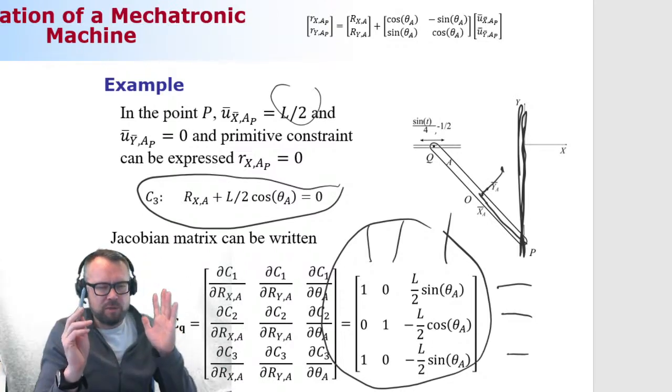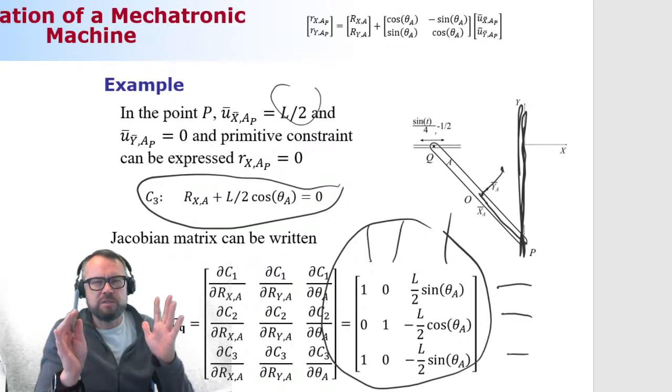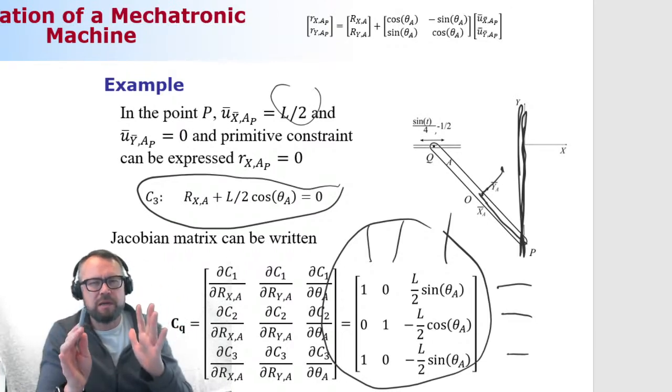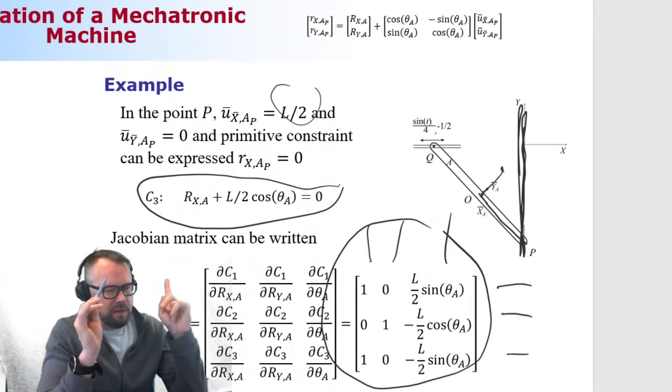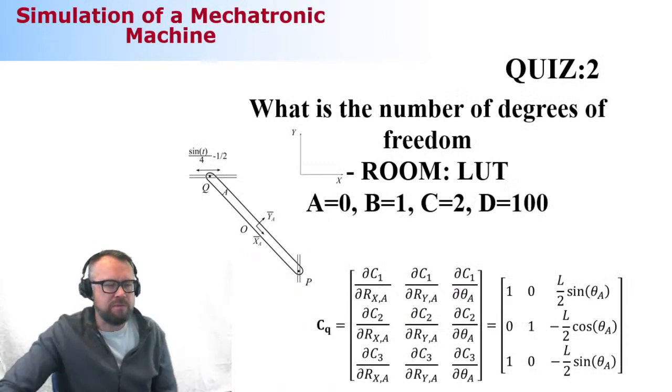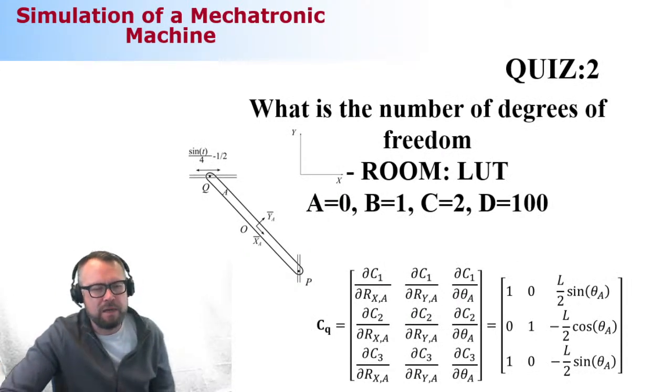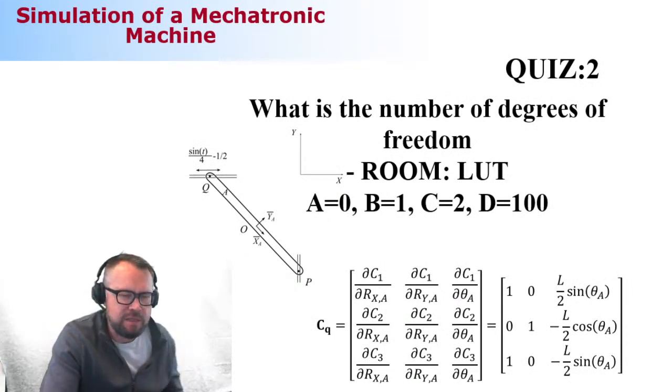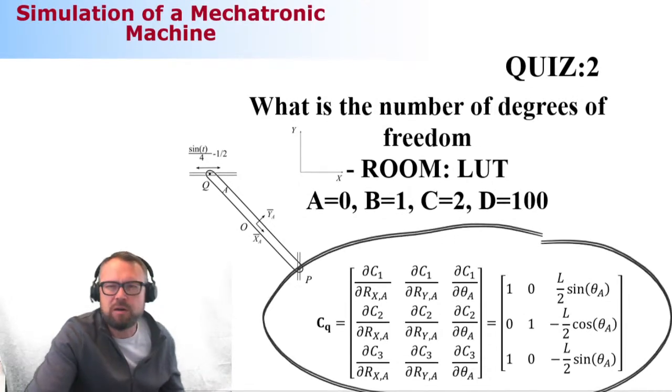Okay. Skewer means that the number of degrees of freedom is zero. Kinematic analysis can be conducted if the number of degrees of freedom is zero. Here's my next in-class quiz. What is the number of degrees of freedom of this system? And here's a hint for you. This is a Jacobian matrix.